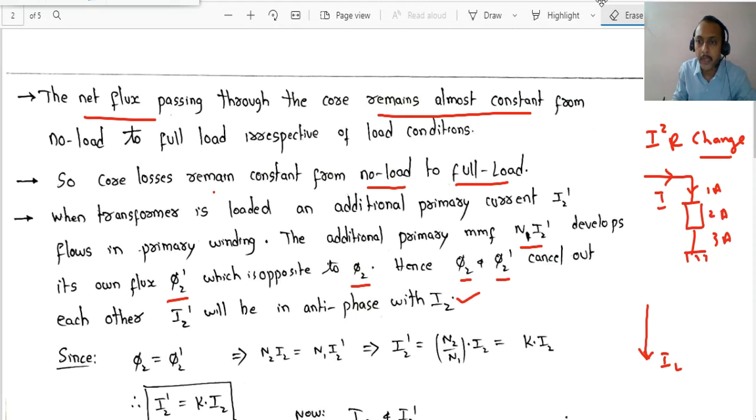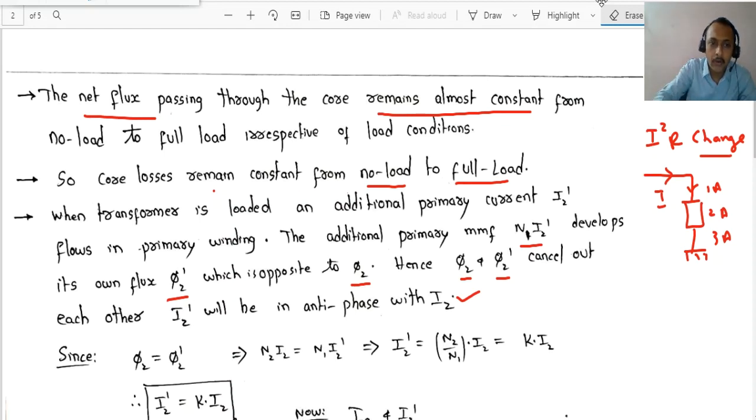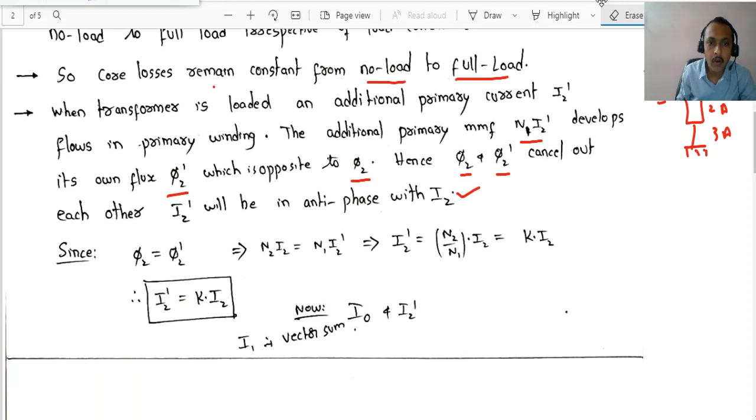I2 and I2 dash will be exactly 180 degrees out of phase, right? Now this phi 2 and phi 2 dash will be equal and will cancel out. This I2 dash will again generate its own flux, phi 2 dash, and this phi 2 dash will oppose phi 2, and those two will cancel out. So phi 2 equals phi 2 dash, but phi 2 is because of what? Phi 2 is the flux established due to the current I2.